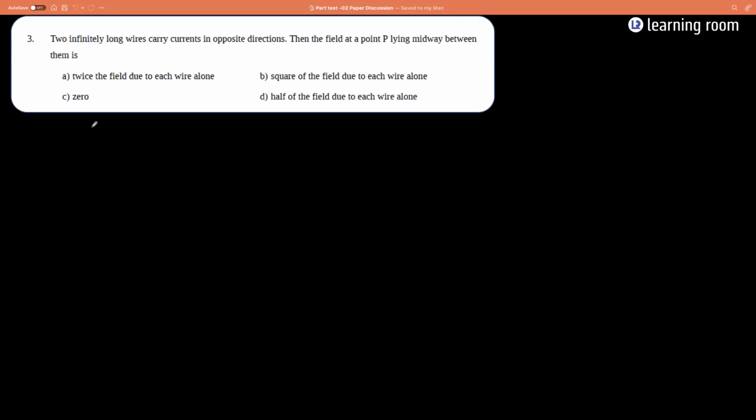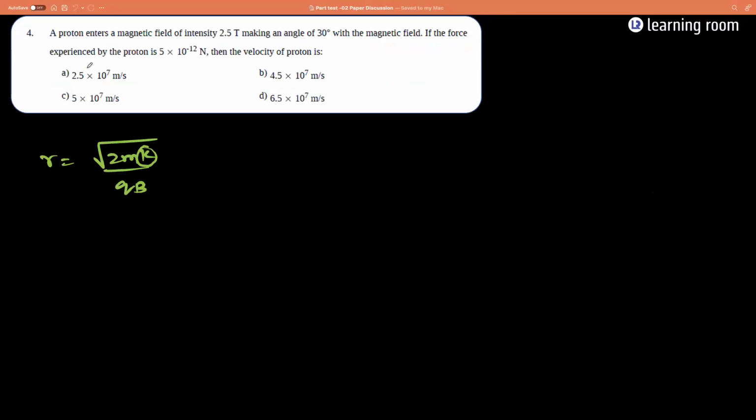Okay. Two infinitely long wires carrying currents in opposite directions. The field at any point lying midway between them will be? What is the answer? It will be twice the field due to each wire. Because when the currents are flowing in opposite directions, the magnetic fields due to the current carrying conductors on either side will be in the same direction. They'll get added. Most of them will choose 0. That is not right. The answer is twice.